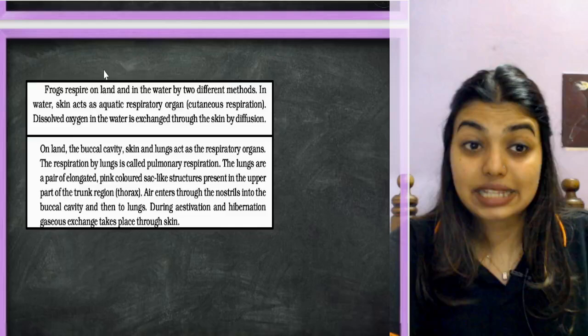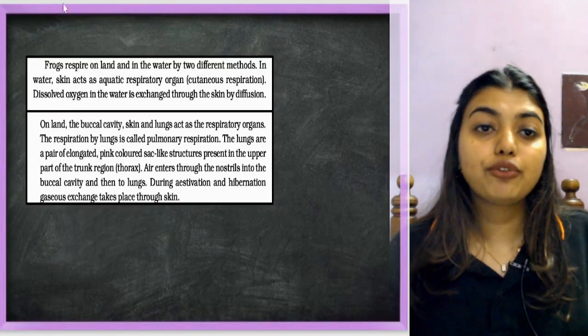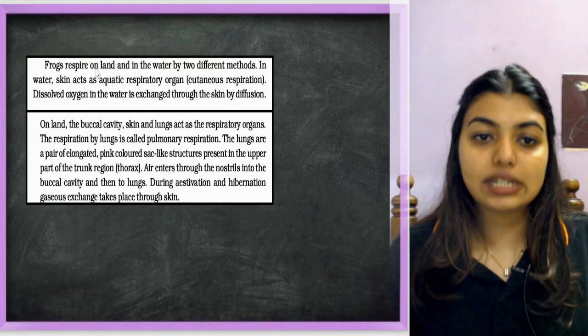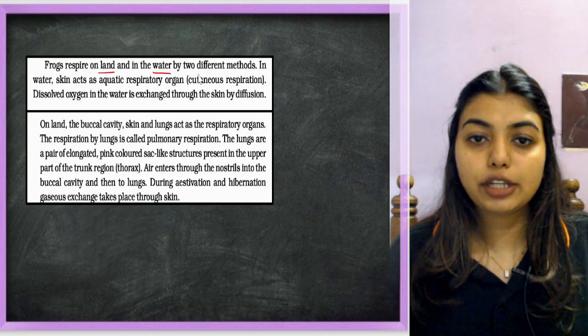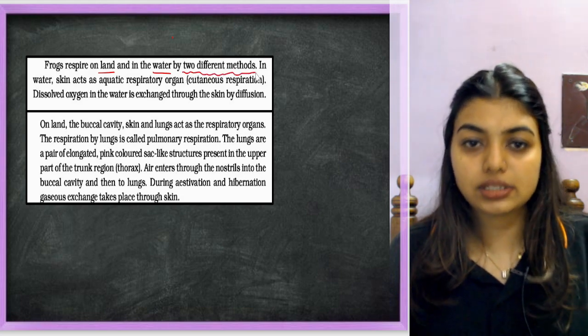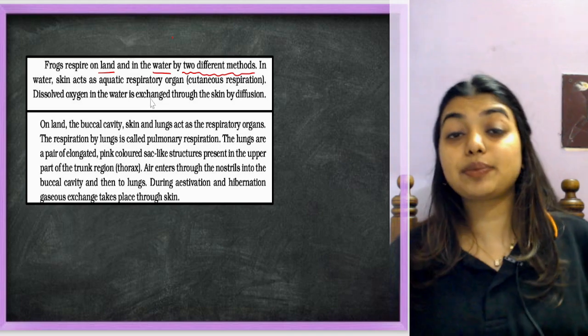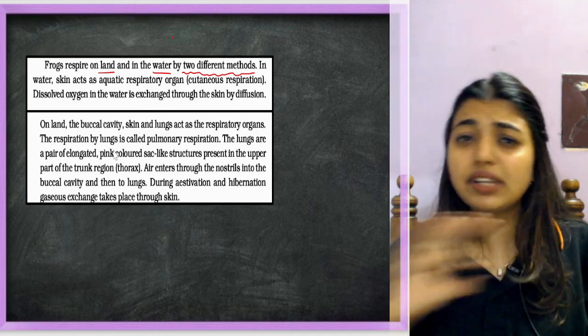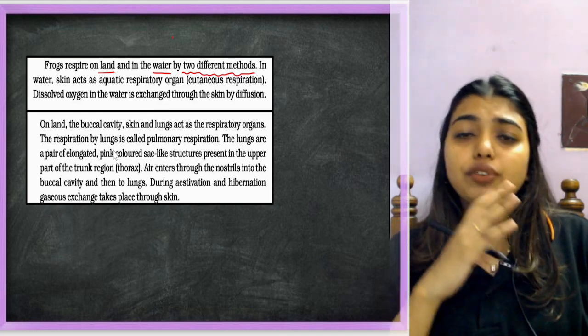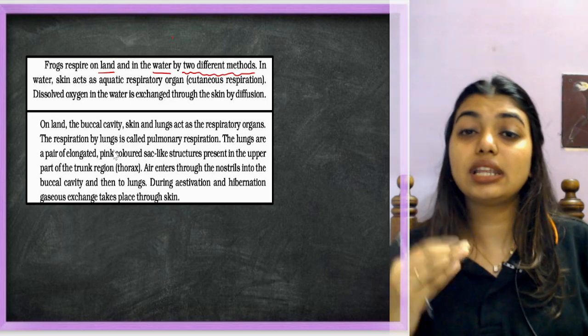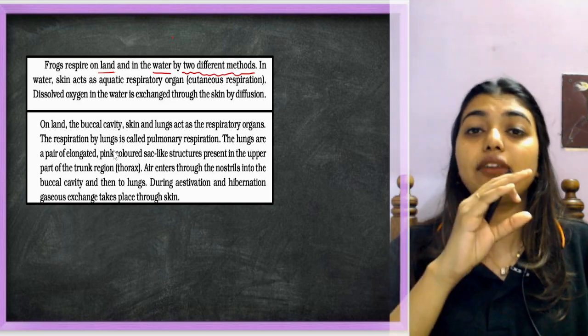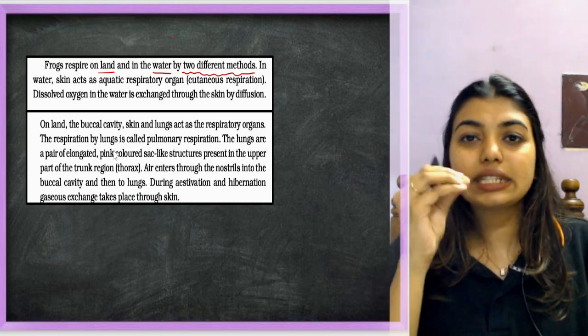Now next one. Next is going to be the respiratory system. So look here, frogs respire on land and in water by two different methods. That's what I told you. In water, skin acts as an aquatic respiratory organ. So skin is very, very important for frog. Even though we talk a lot about other organs, you should understand the skin is the most important because they have a proper mucus covering and it is a little slimy.